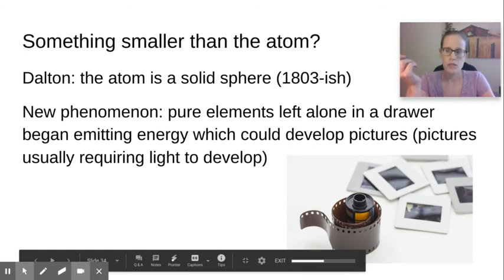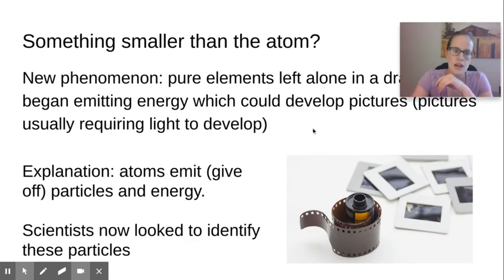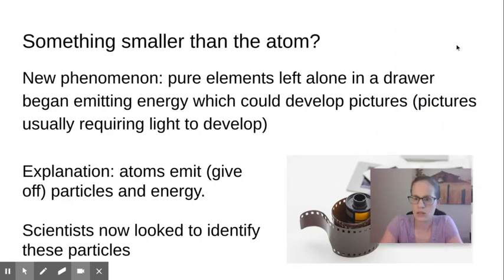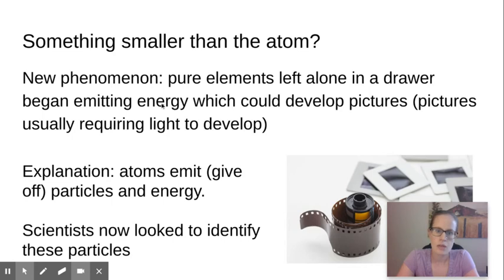But scientists discovered this new phenomenon where if you have a pure element alone in a drawer, it began emitting energy, and they saw that this energy could go through film and develop pictures. So usually you had to use light to develop film. So knowing that, they knew that the atom that made up those elements had to be emitting some kind of energy that would then go through the film to develop a picture. So their explanation was that atoms must be giving off some sort of particle and some sort of energy. So now scientists were looking to figure out what those particles are.